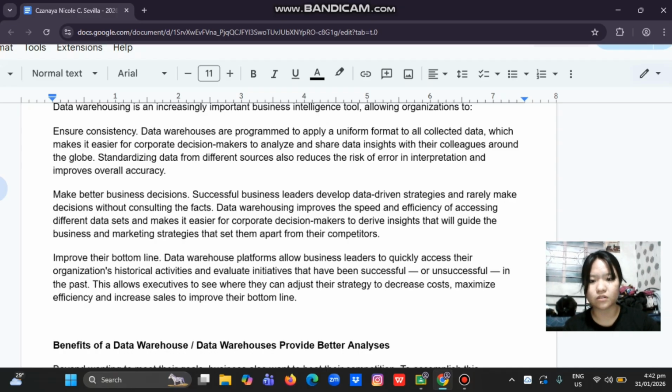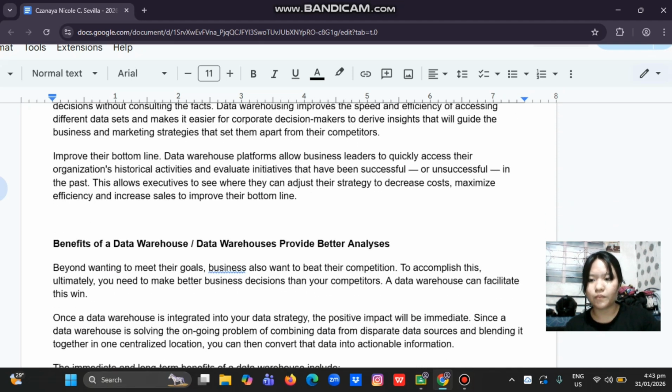Standardizing data from different sources also reduces the risk of error in interpretation and improves overall accuracy. Make better business decisions. Successful business leaders develop data-driven strategies and rarely make decisions without consulting the facts. Data warehousing improves the speed and efficiency of assessing different data sets and makes it easier for corporate decision makers to derive insights that will guide the business and marketing strategies that set them apart from their competitors. Improve their bottom line.